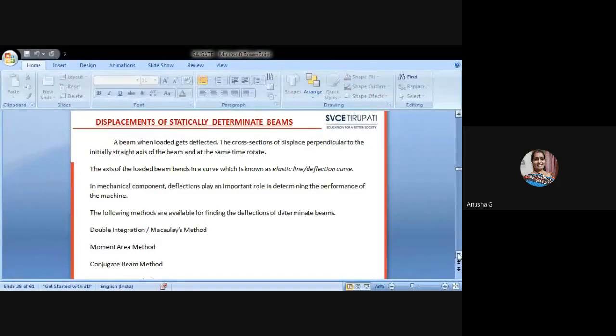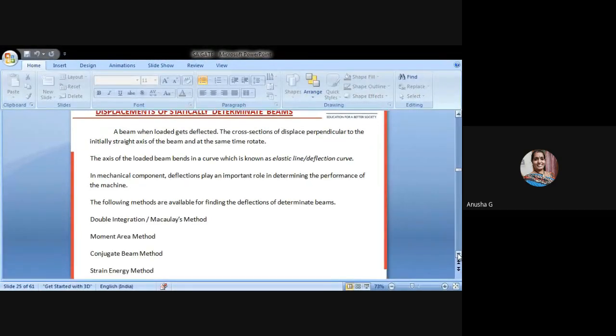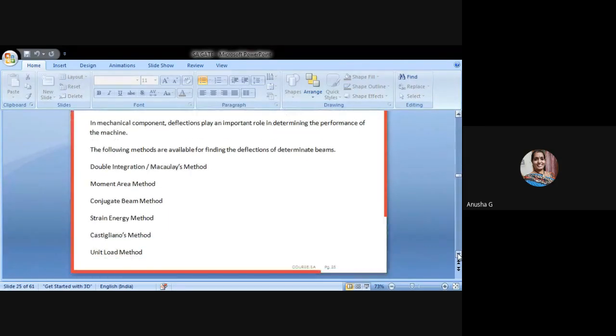These are all the total methods there are. You have to write: double integration method, Maclaurin method, moment area method, conjugate beam method, strain energy method, Castigliano's theorem method, and unit load method. According to our Structural Analysis 2, we learned the last three: strain energy method, Castigliano's theorem, and unit load method. In fixed beams and continuous beams, we learned the moment area method and then the conjugate beam method. These all methods are used for curved shape structures.